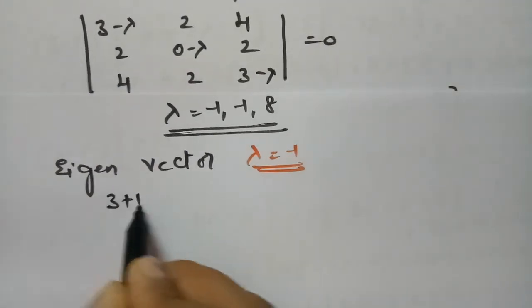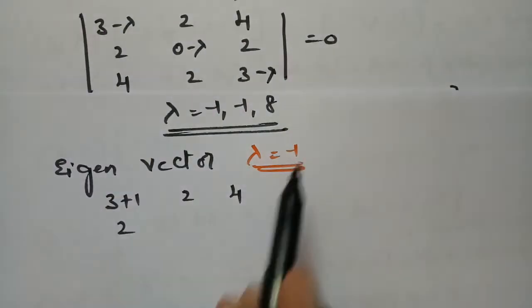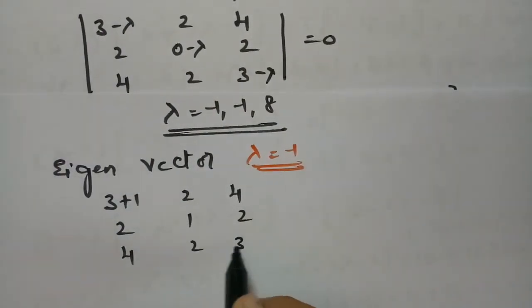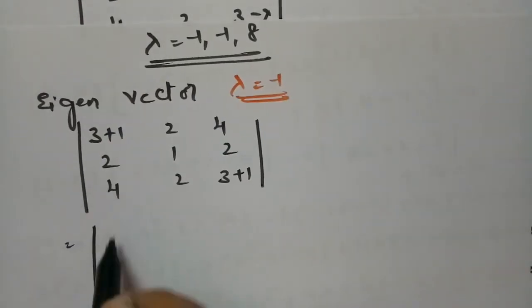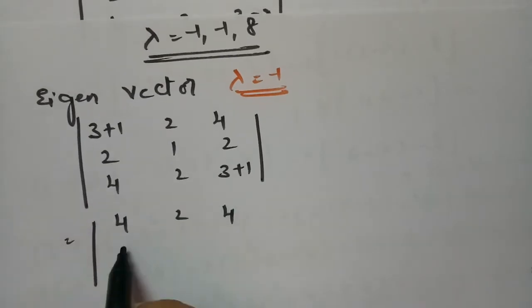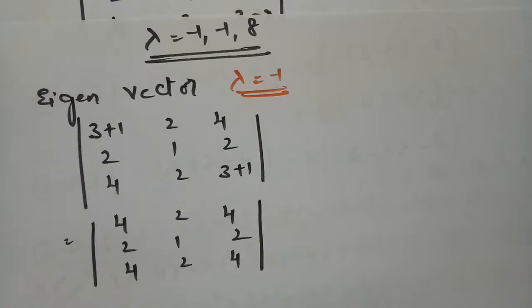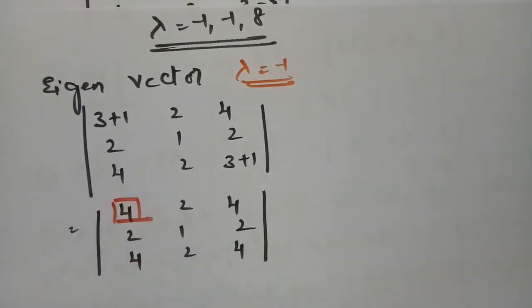This will be 3 plus 1, 4, and this is 2, and in place of lambda if I keep -1, this will be +1, 2, and this is 4, 2, and this is again 3 plus 1. So this will be 4, 2, 4; 2, 1, 2; and 4, 2, 4. Using this first diagonal element, I have to make these two zeros.